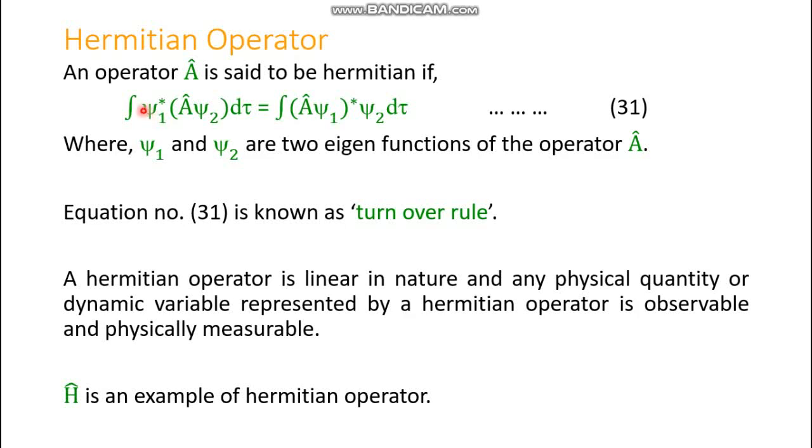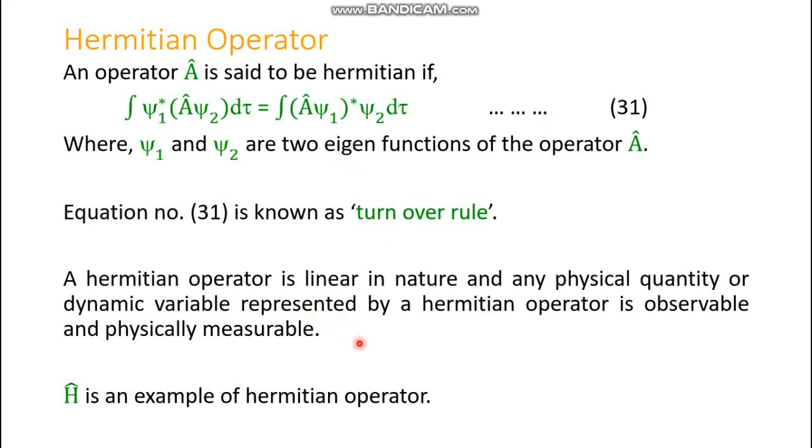On the left hand side, the integral is psi 1 star, then the operation of A cap on psi 2, then d tau. This integral must be equal to the integration of the operation of A cap on psi 1, taking the complex conjugate of the result, then multiplying the result with psi 2, then d tau. So if these two integrals are equal, this is the turnover rule, and in that case this operator A cap is known as the Hermitian operator, and this is equation number 31.